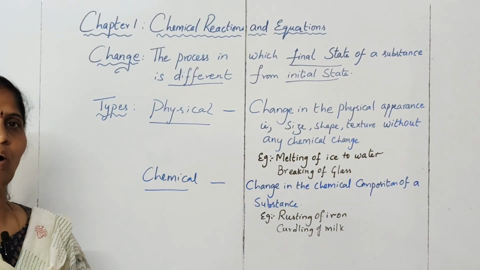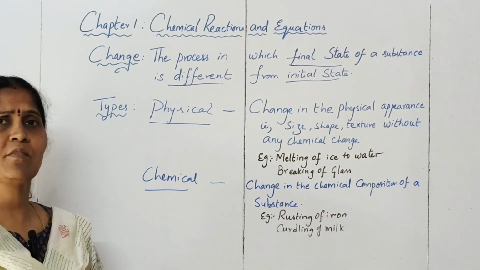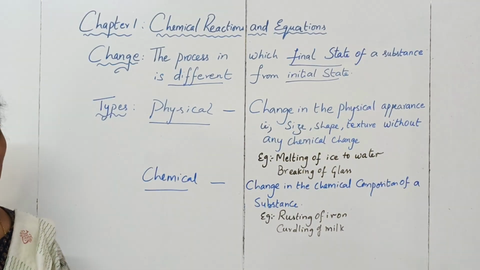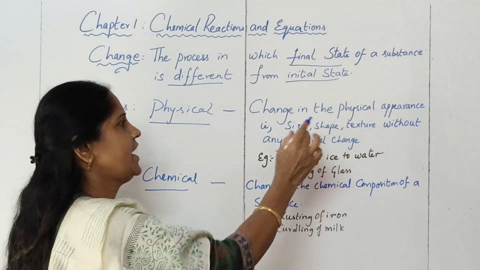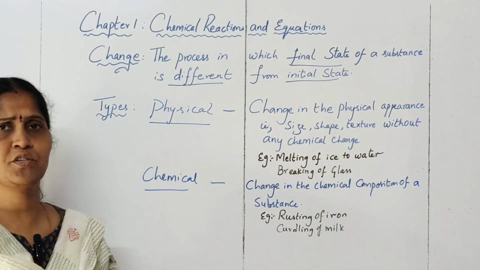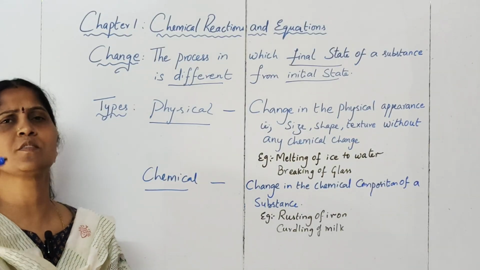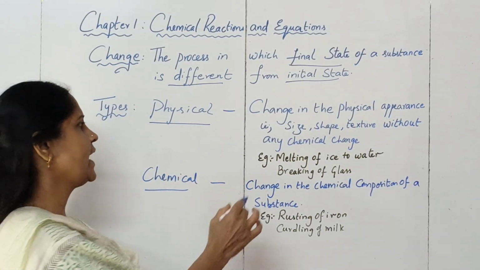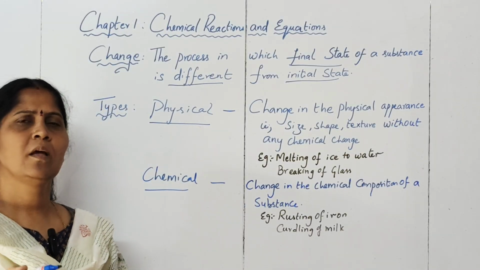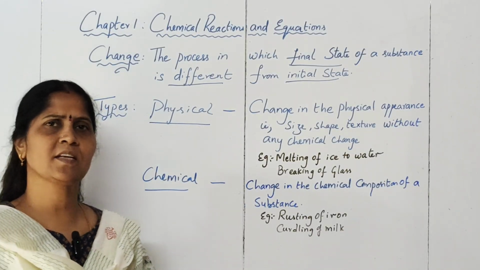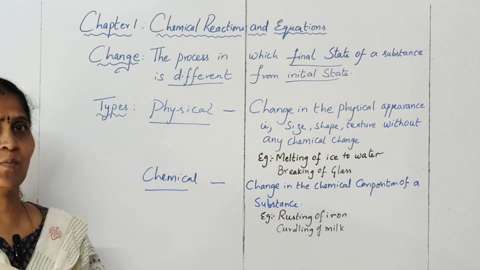Changes are of two types: physical changes and chemical changes. Physical change refers to change in the appearance of a substance, let it be a change in size, shape, or texture, without any chemical change. In physical change, no new substance is formed. For example, melting of ice into water. When ice melts into water, the chemical composition in either case is the same, but there is only a change in the state of the substance.